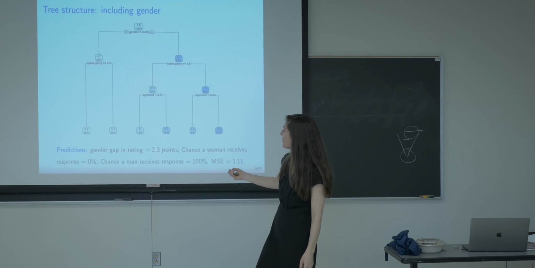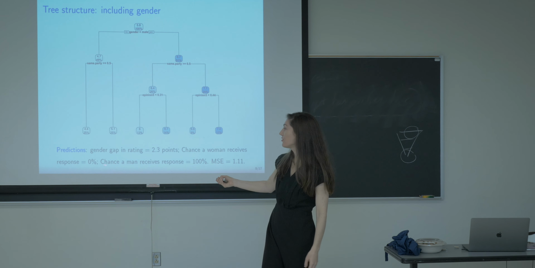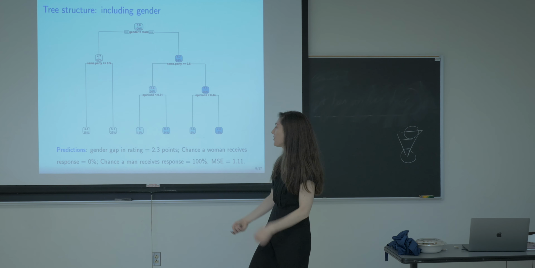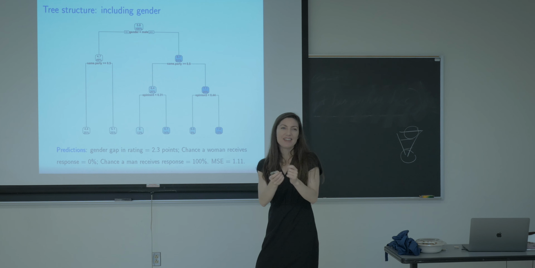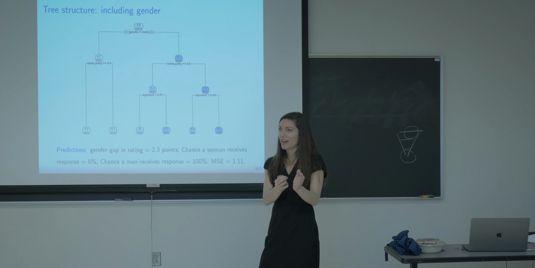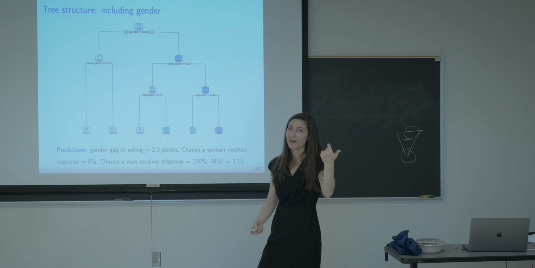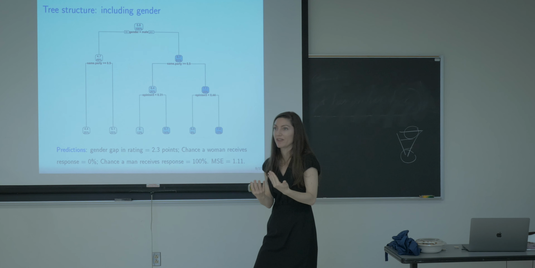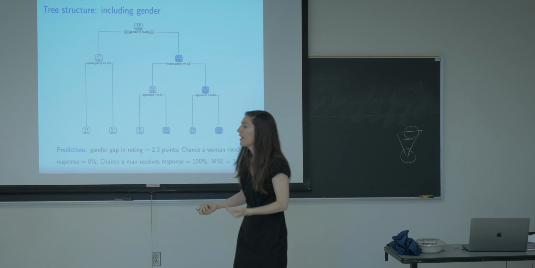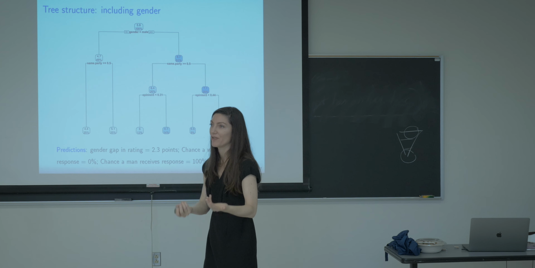So the gender gap in ratings is 2.3, the chance that a woman receives a response is 0%, and the chance that a man receives a response is 100%. So you see that this doesn't perfectly fit the training data, because otherwise you would see a gap in ratings similar to the ones that I showed you before, the ones that I used in generating the synthetic data. And the chances that women receive a response and that the man receives a response also deviate a little bit from the ones that I used in generating the data.